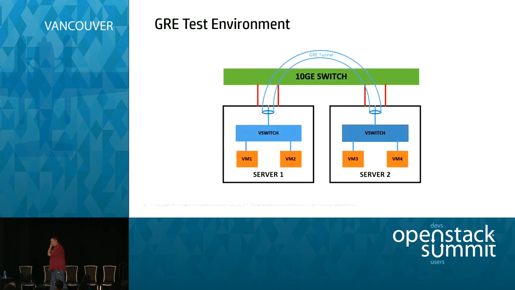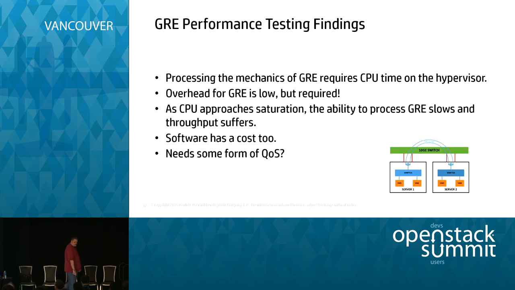They set up a simple test: two physical servers, Open vSwitch running on each, a couple of VMs on each, connected with a 10 gig Ethernet switch, and of course they established a VLAN GRE tunnel between the two. So what happened? Well, we found that the mechanics of GRE, all that stuffing and unstuffing, takes some CPU time on the hypervisors. That's not really shocking, right? The overhead's low, it's not really that high, but importantly, it's required. So it's low, but required.